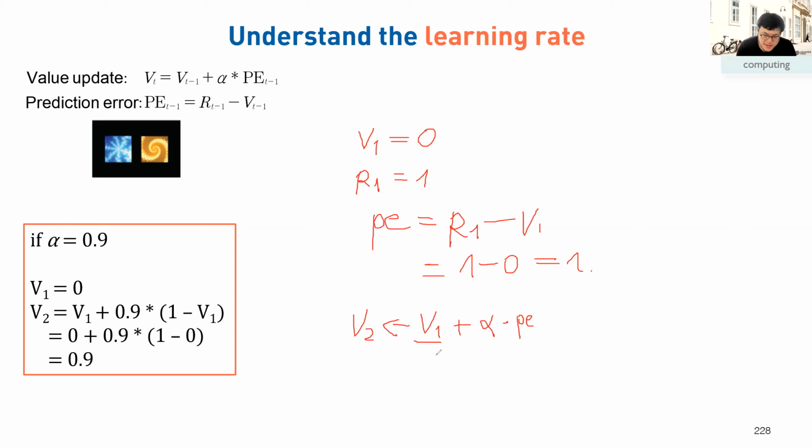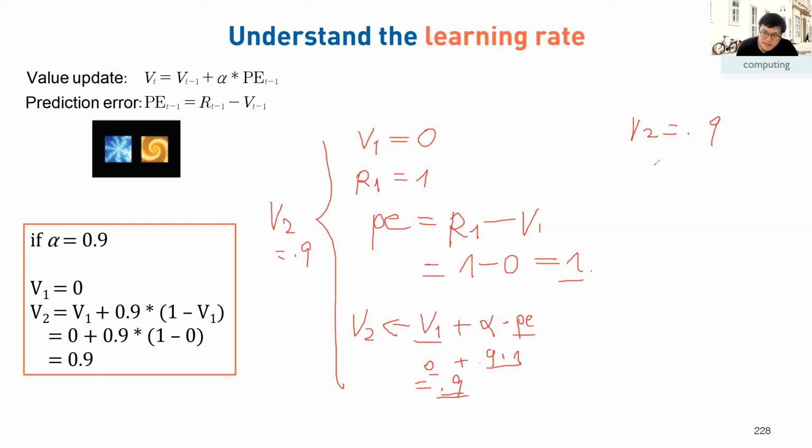So then what is this? V of 1, we defined it as 0, right? What is this? 0.9 multiplied with 1. So this is the 1, the PE, okay? And the entire thing, 0 plus 0.9, is 0.9. So the entire calculation tells us V of 2 now equals 0.9. Good. And we can do another round of the value update. Let's say now we have V of 2 equals 0.9.